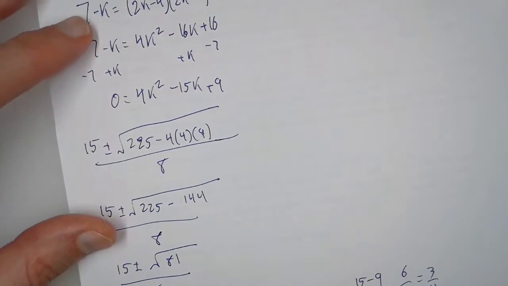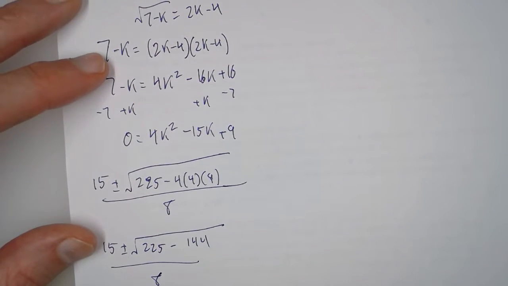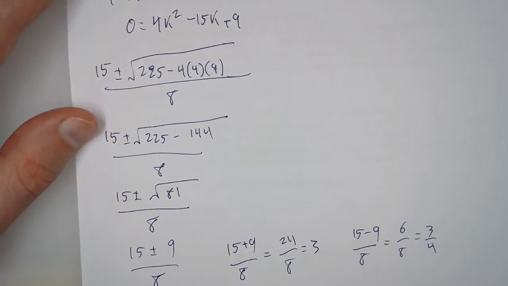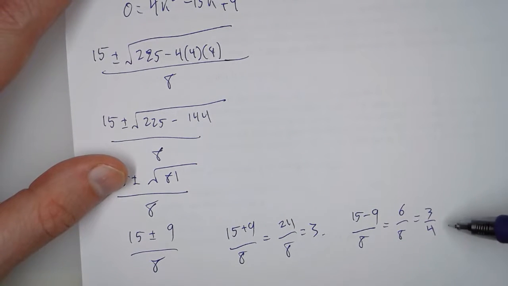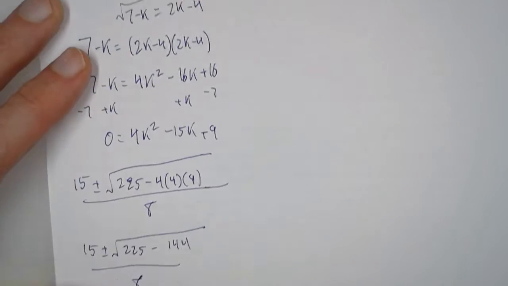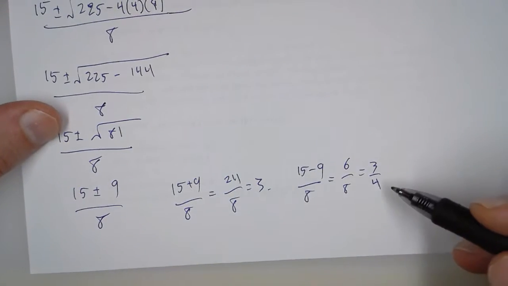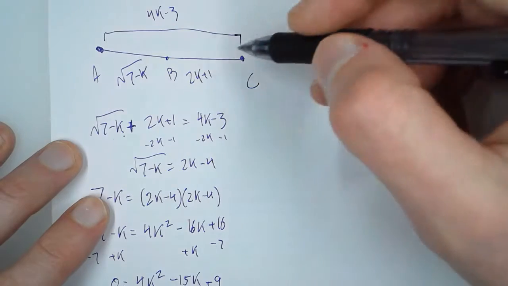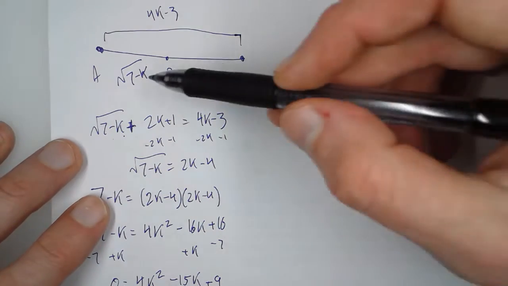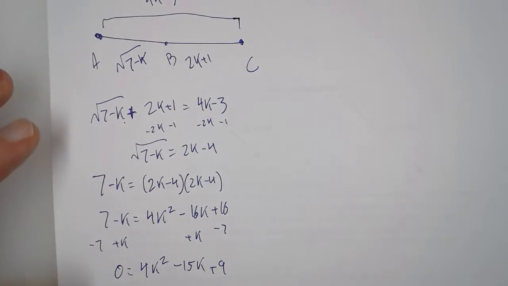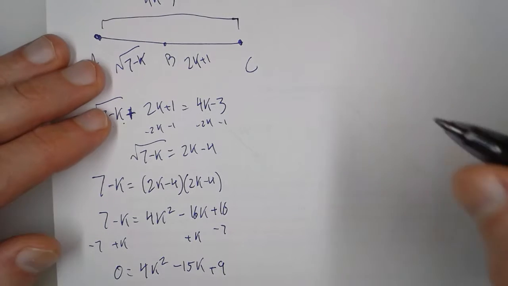However, at this point, we're not quite done, because we have to check both of these to be sure that they work. So how do we do that? Well, we should be able to plug in 3 and 3/4 in for k and get equal numbers for these two. So let's see what happens.